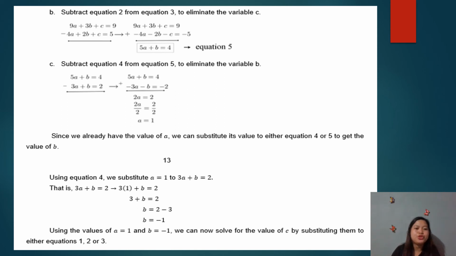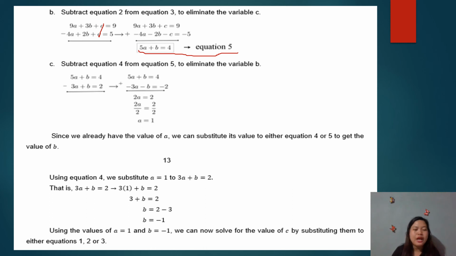So, 9a minus 4a, that's 5a. 3b minus 2b, that's 1b or b. Then, cancel na to si c. Okay? So, wala na si c sa ubos. 9 minus 5 dajon, that's 4. So, this is our equation 5. 5a plus b equals 4.